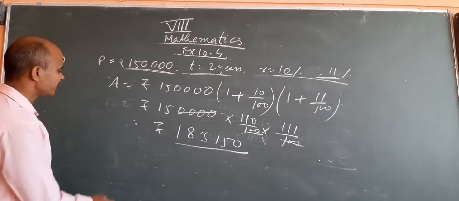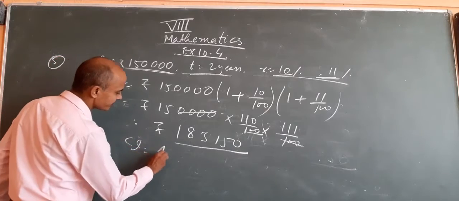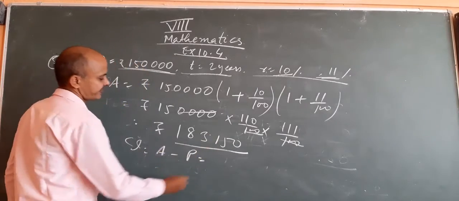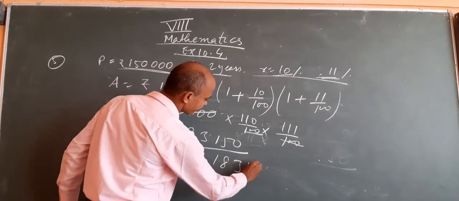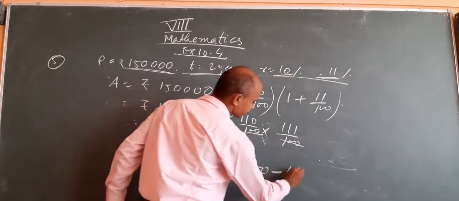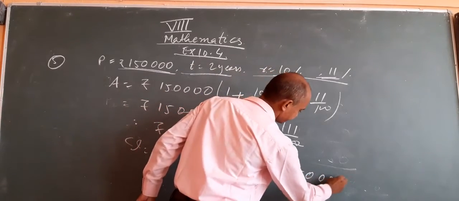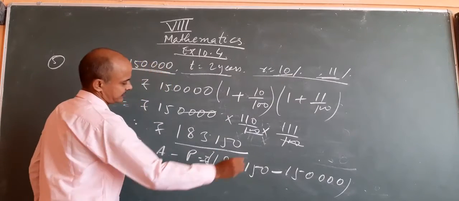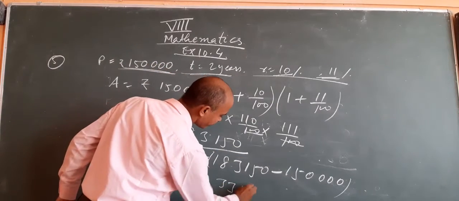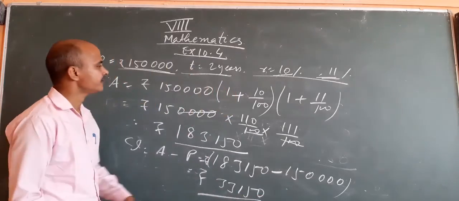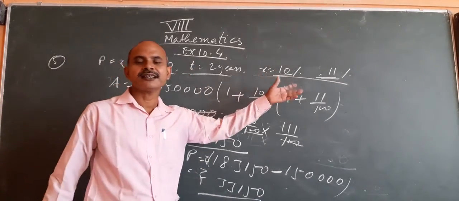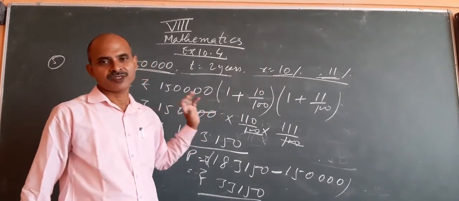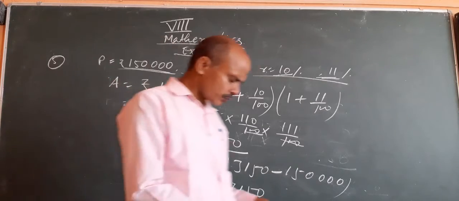Now we can calculate compound interest is equal to A minus P. 1,83,150 minus 1,50,000 is 33,150. Same as we have calculated earlier here also. Okay. One more question we will see.